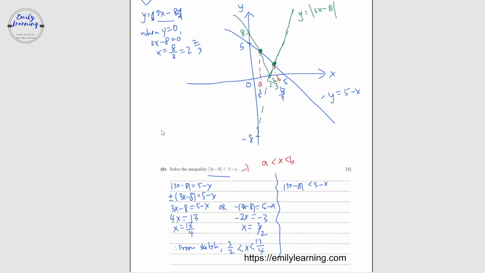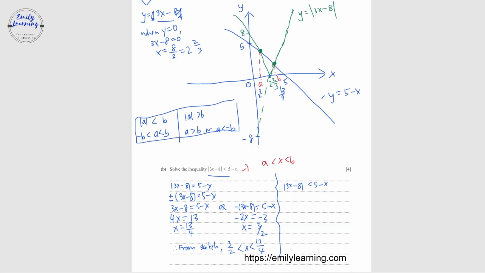Remember, if you have mod a lesser than b, then a is in between negative b and b. If you have mod a greater than b, then to remove this mod, you have a greater than b or a lesser than negative b. You can make use of these formulas here. So I'm going to make use of this formula as an alternative method.